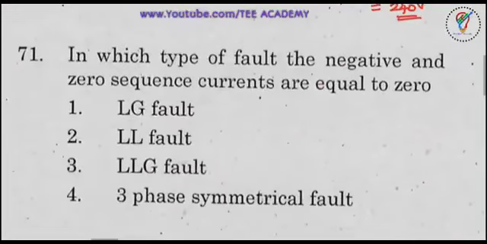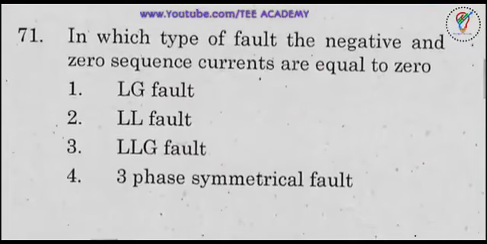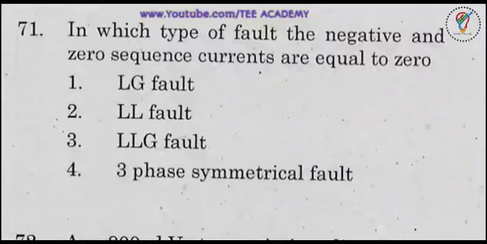Next question. This question is from power systems. Observe, in which type of fault are the negative and zero sequence currents equal to 0? Remember here the examiner asked a question which may confuse you. Why? Because in an LL fault, and in an LG fault, the negative and zero sequence currents are equal, but they are not 0. Understand why? Because if you study LG fault, you can say Ia1 is equal to Ia2 is equal to Ia0, yes or no, right? But here they are made equal to 0.